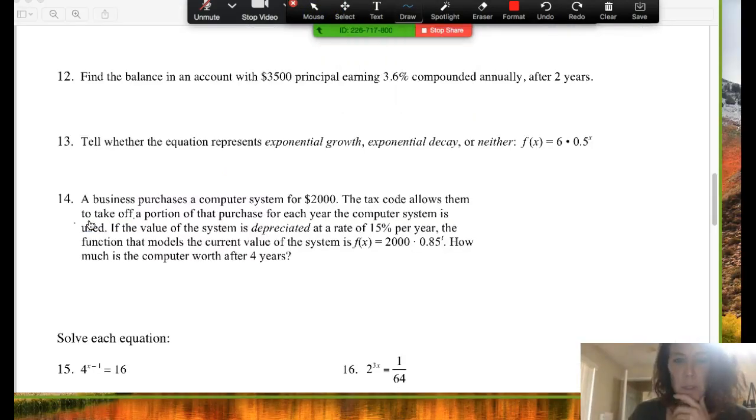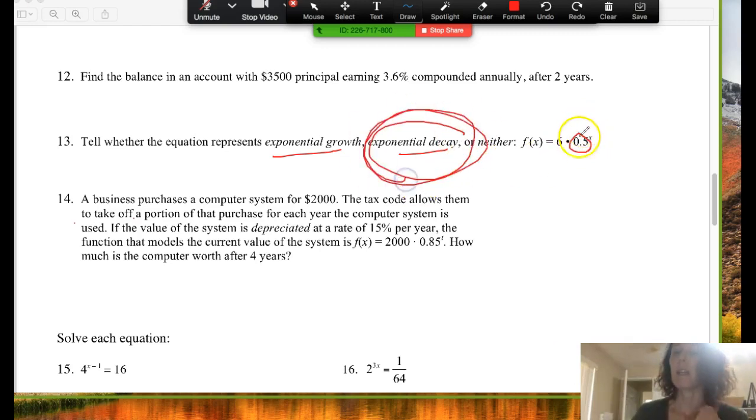So back to number 13, growth or decay, just look at your base. That's all you have to do. Because it's a fraction between 0 and 1, you have decay. Right? If that was bigger than 1, you'd have growth.